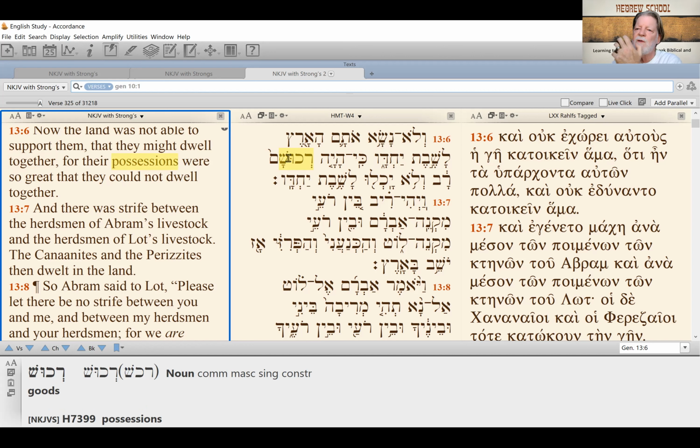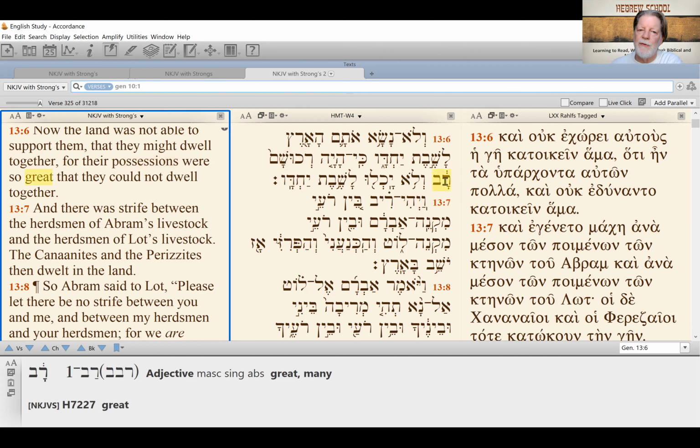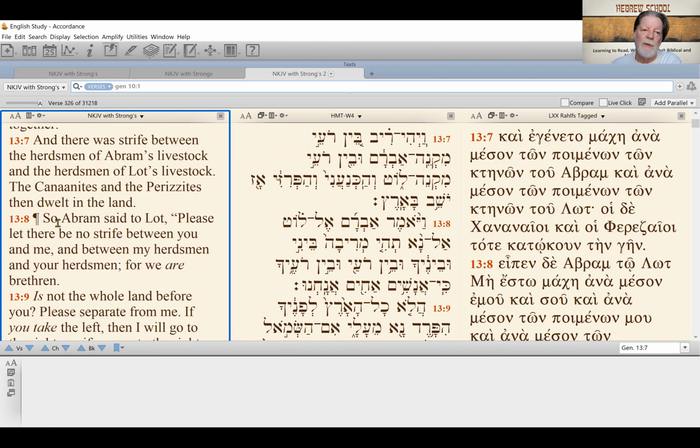Mikneh can be livestock. Rekhushum is a synonym, probably includes livestock, but also all their goodies, all their material stuff, probably includes their silver and gold also. So they had rekhush rav, lots of it. They couldn't live together anymore. The land just wouldn't support them.